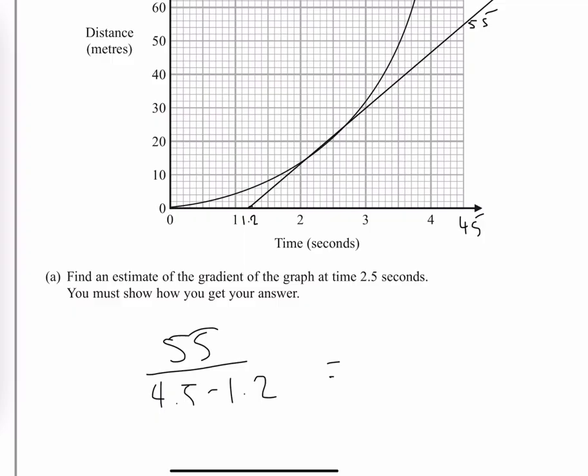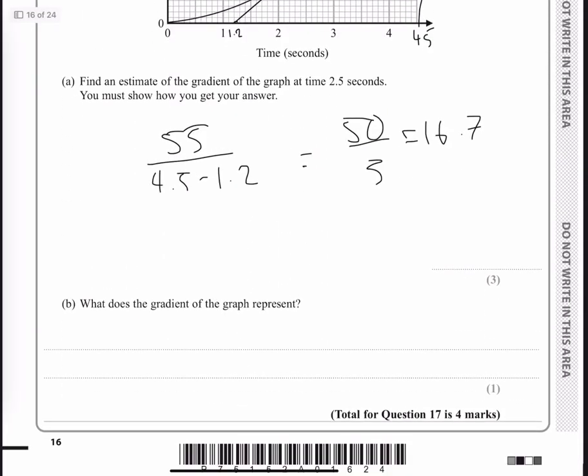You want to keep this line on there and maybe draw a triangle just to make it really obvious to the examiner. They might be in a horrible mood after marking your paper or before marking your paper, so you don't want to give them any excuses to dock your marks. Equals 16.7. Okay? What does the gradient represent?